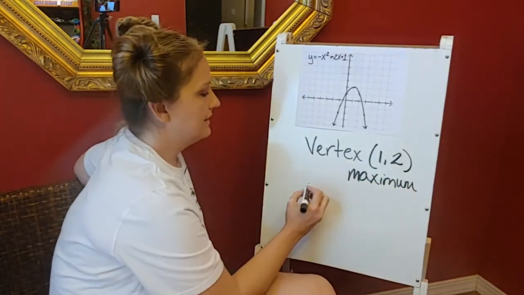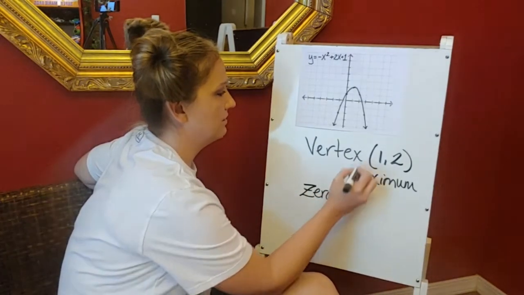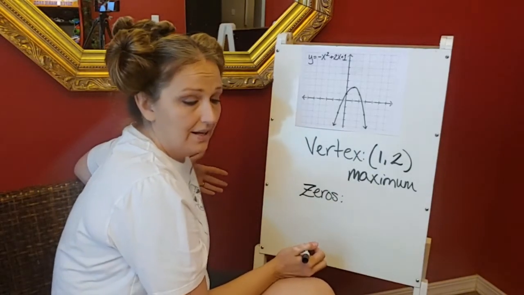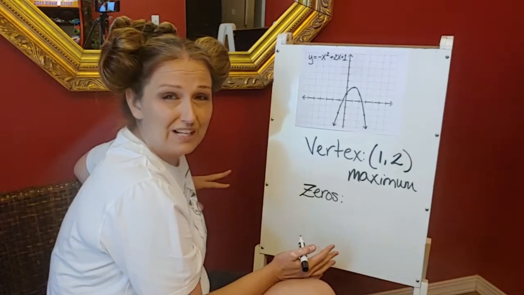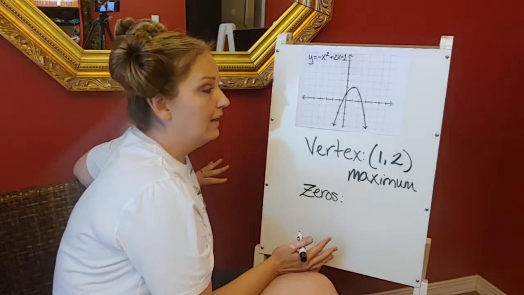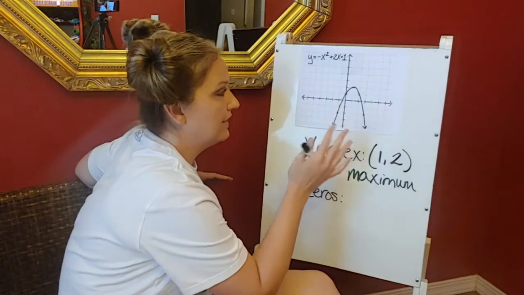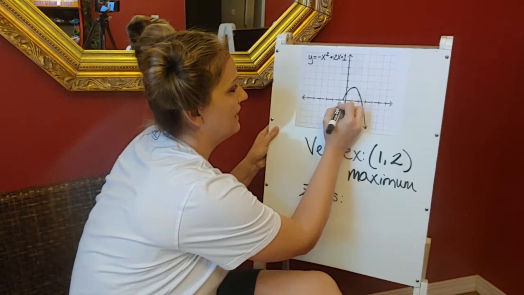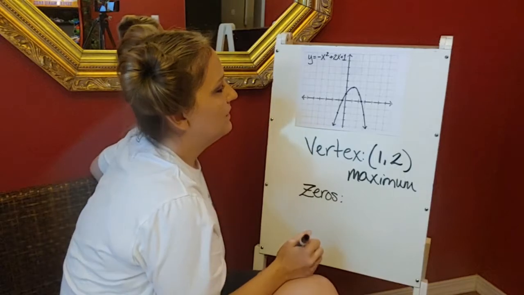Okay, and then let's look at zeros. This has 2 zeros in it, in that it crosses the x-axis twice. For this lesson, we're just going to approximate those zeros. There's a way you can find them exactly, but we're not going to worry about that today. We're going to approximate these zeros about where they cross the x-axis. So this graph crosses the x-axis right here, and then it crosses again right there. So I'm going to approximate those.